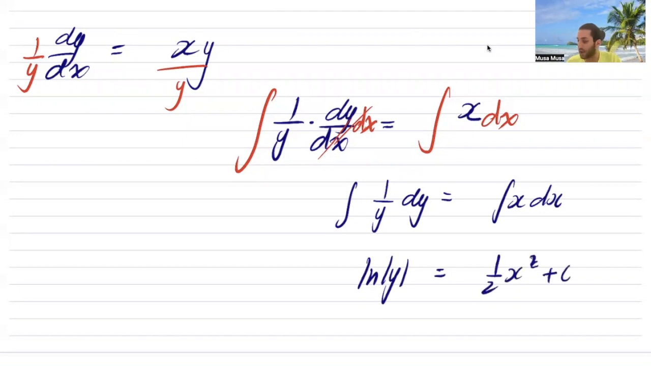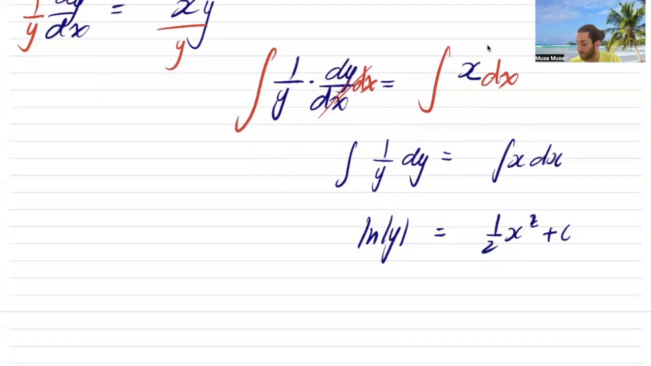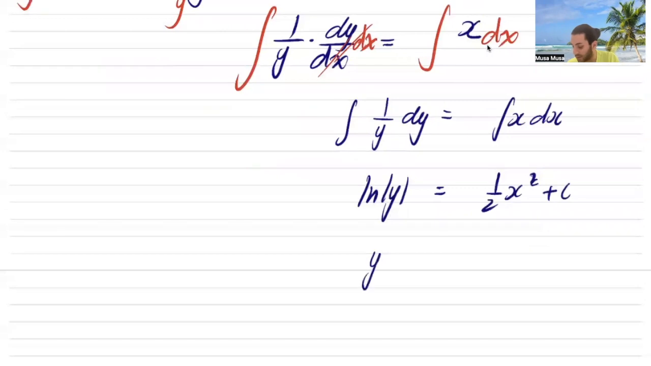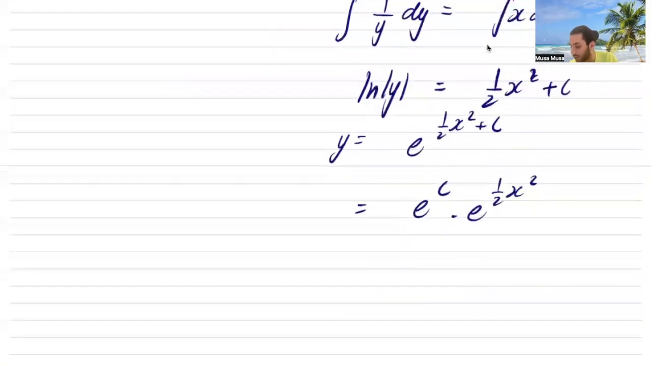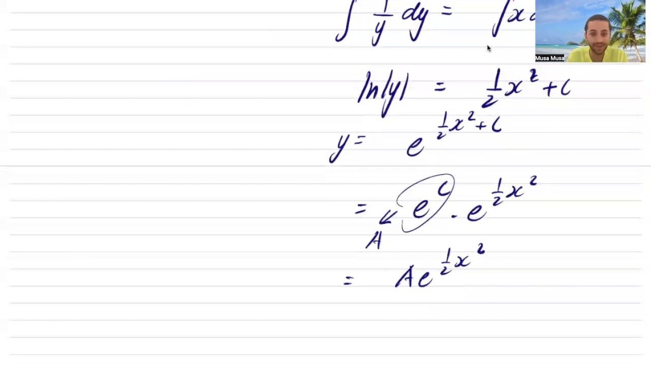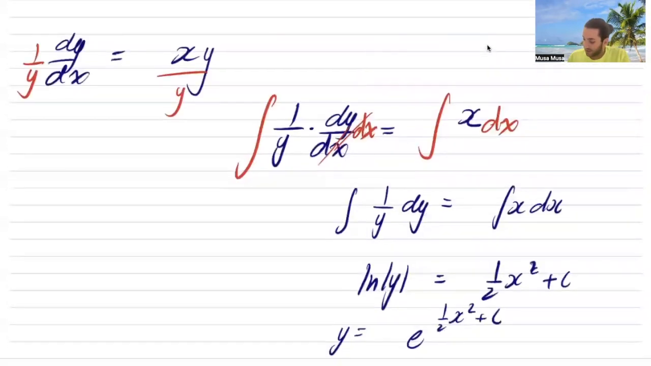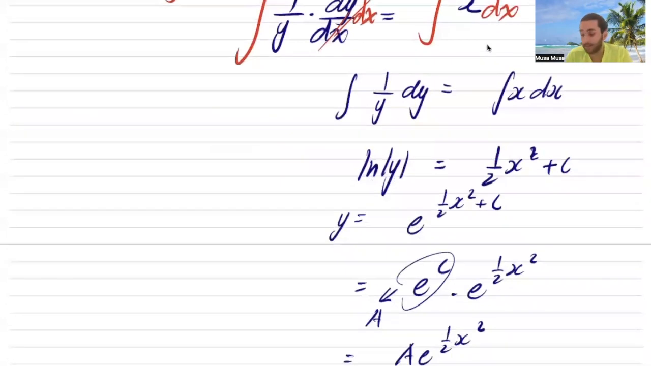We need y as the subject, rather. So we write this as y equals e to the power of a half of x squared plus c. And let me write this in a different form: e to the c times e to the half x squared. And then this new constant here can just be a. So it's a e to the half x squared. Not bad, right? Yeah, that's the premise.